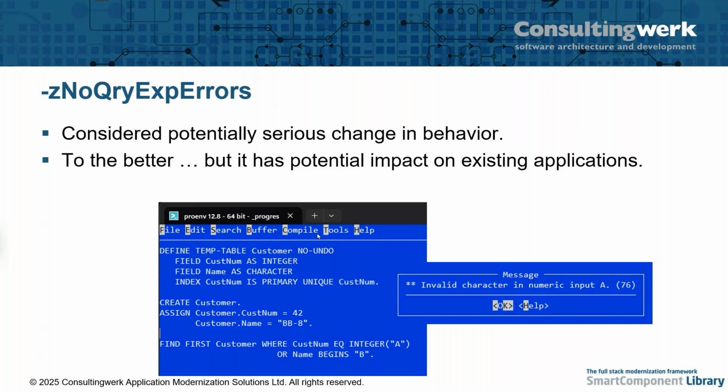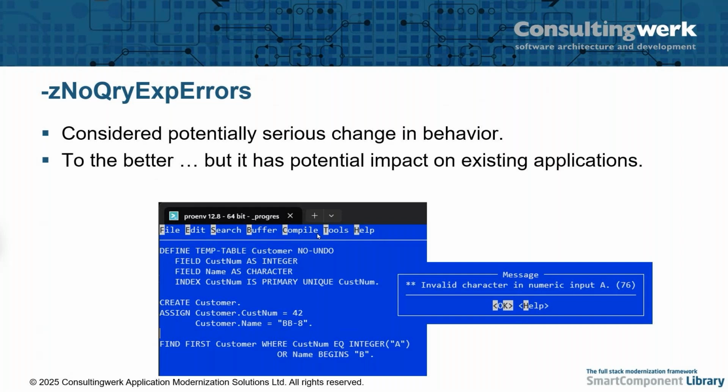And then I do a FIND FIRST customer WHERE custnum EQ INTEGER of a quoted string, or name BEGINS B. So INTEGER of the quoted string A raises a runtime error everywhere, but before 12.8, it does not raise a runtime error in a FOR EACH statement or, well, anyway, in a WHERE phrase. It's silently ignored. It silently returns the unknown value as if you would be executing it with no error.